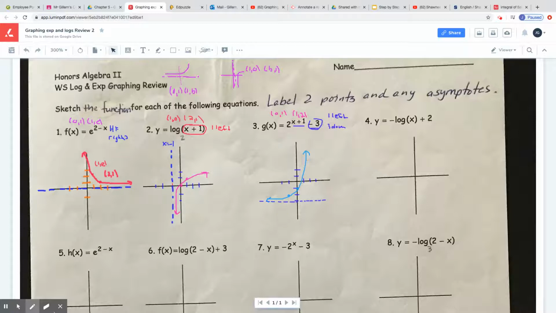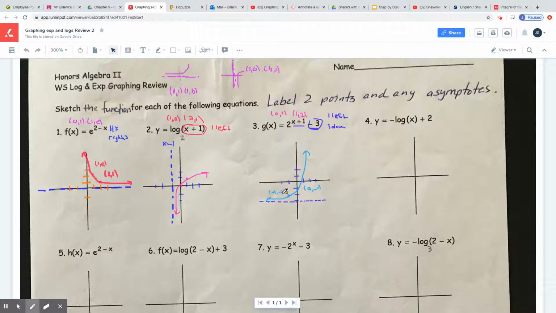I have that as my graph. Make sure you label the points. Remember, you don't need all these hashes. You can just put the points. I'm okay with that. So that is 0, -1, and the other point is -1, -2.